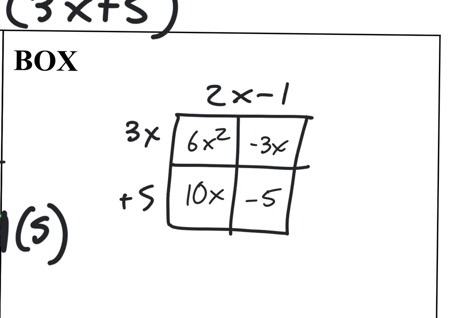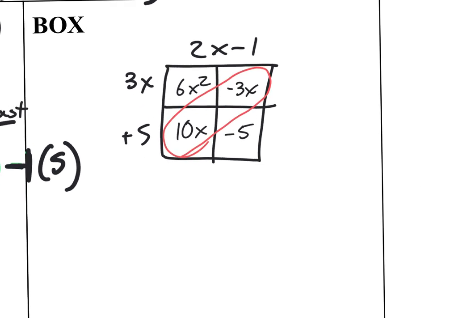Do I have any like terms? Yes, I do. These are like terms. So after you fill out the box, you have to see if you have any like terms to add together. And in this case, we do. So we add those together. I have 6x squared plus 7x minus 5.